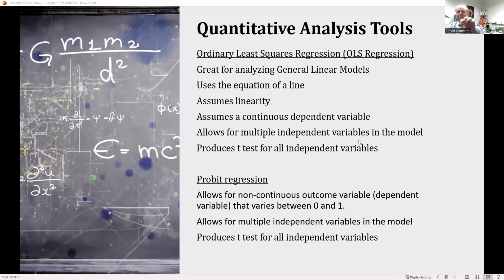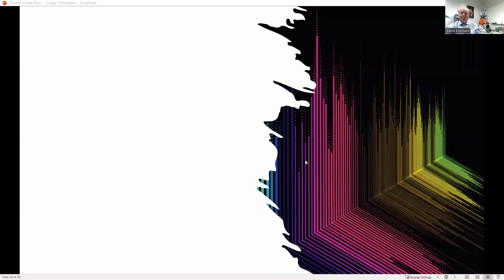And it does pretty much the same thing as ordinary least squares regression. It allows for lots of independent variables in the model, and it produces a t-score for all the independent variables. Logistic regression does almost the same thing. So if you run into logit or probit, you understand it's for those 1, 0 categorical variables. In the paper that you're going to do, the results are going to show a probit regression because the dependent variable in that paper will be 0, did not go vote, 1, did go vote. So that's our quantitative analysis tools that you should remember for the test and for your paper.